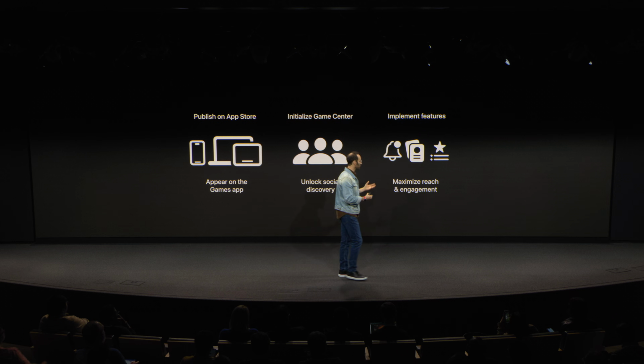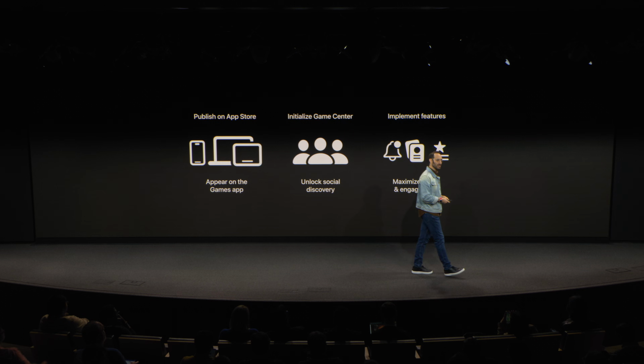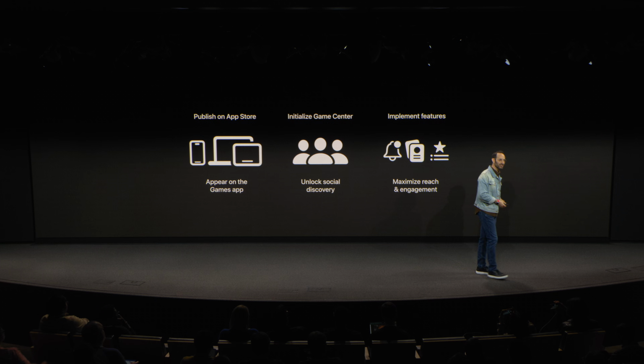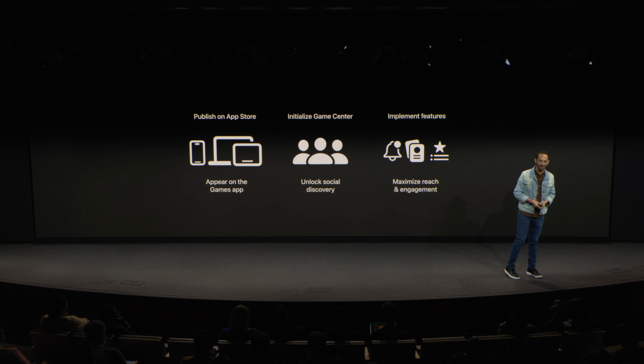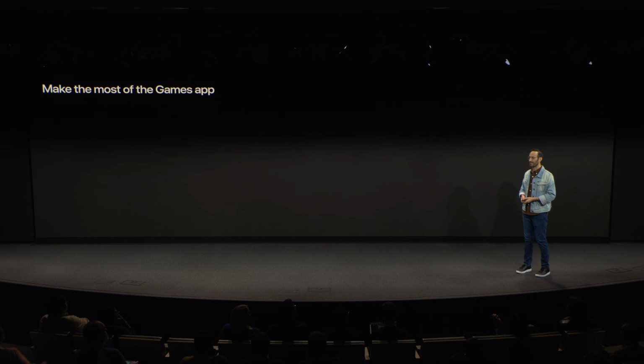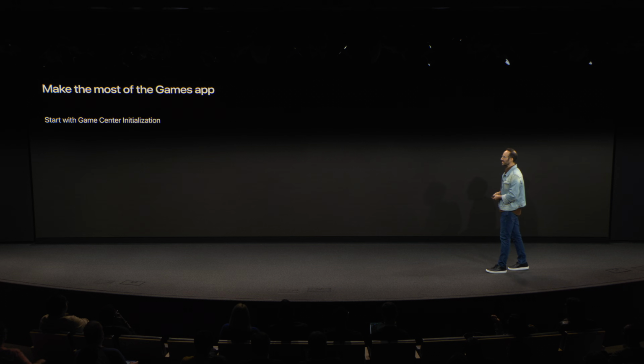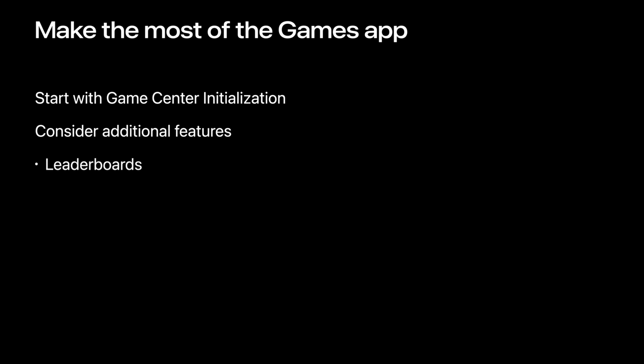And the more Game Center features and in-app events you adopt, the more you can maximize your reach and engagement potential, whether it's via push notifications or appearing on the Home tab of the Games app. So that's how you can make the most of the Games app. Start by implementing Game Center initialization, and consider additional features like leaderboards and in-app events. And for Unity developers, most of the features that we covered today are also available as part of the Unity plugin.